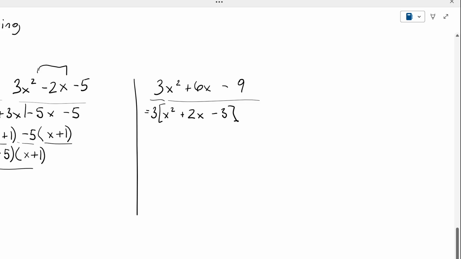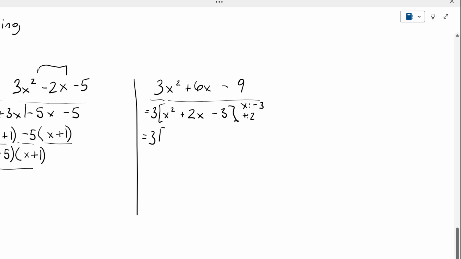And now, since we have a value of 1, because the coefficient attached to this x squared is just 1, we can look for a number that multiplies to negative 3 and adds to 2. After some thought and trial and error, you can figure out that these values are 3 and negative 1. That's because 3 times negative 1 is negative 3, and 3 plus negative 1 is 2.